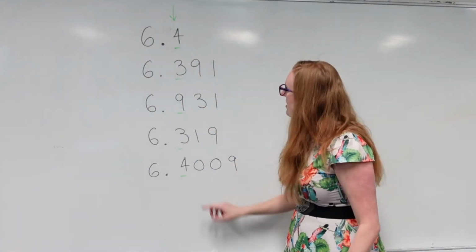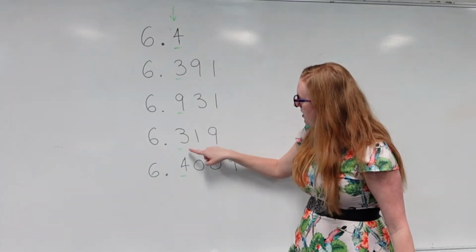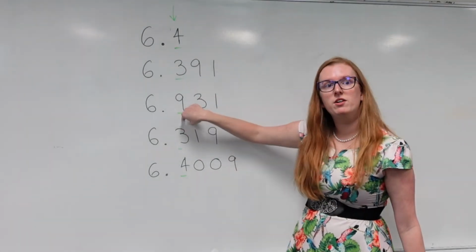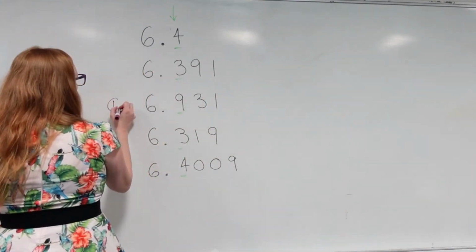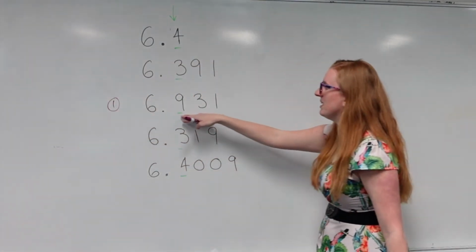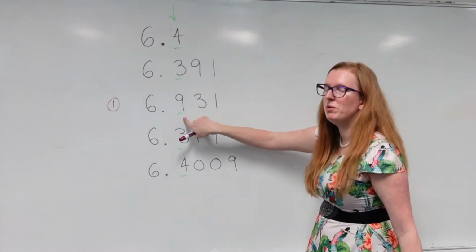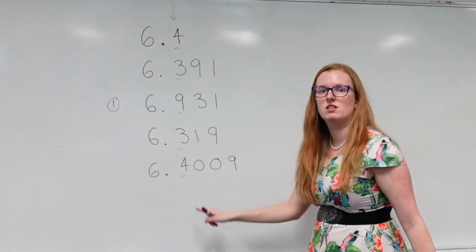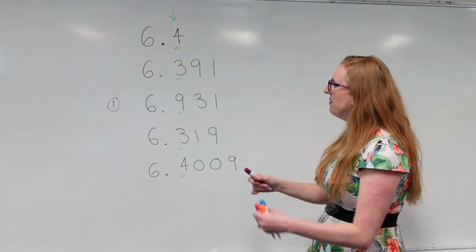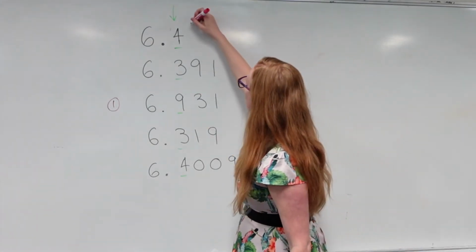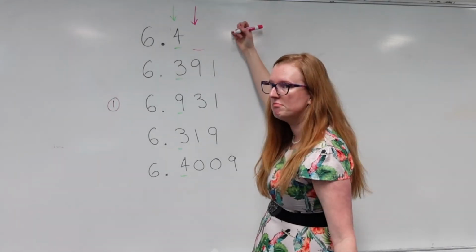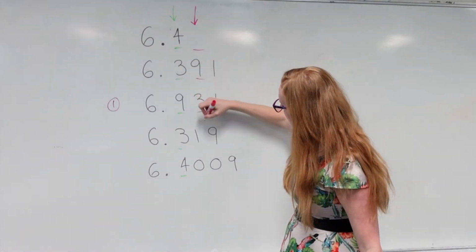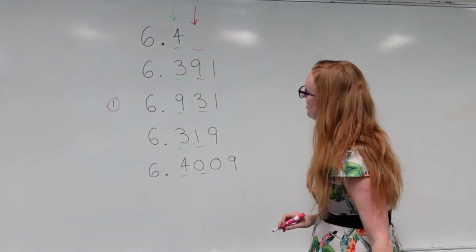Okay, so I've got a 4, a 3, a 9, a 3, and a 4. Straight away I know that my 9 is the biggest number there, so this is going to be my biggest number altogether because it has the biggest tenths. Okay, now I'm going to compare my hundredths. So I'm looking, this one doesn't have a number there. This one has a 9, this has a 3, a 1, and a 0.